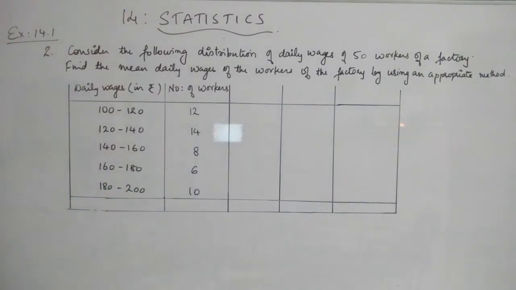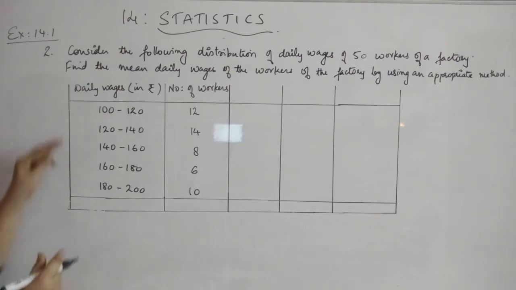Question number 2 is, consider the following distribution of daily wages of 50 workers of a factory. Find the mean daily wages of the workers of the factory by using an appropriate method. So the method which we will use, first we will see what we are getting as the class marks. That will make us decide which method to use.